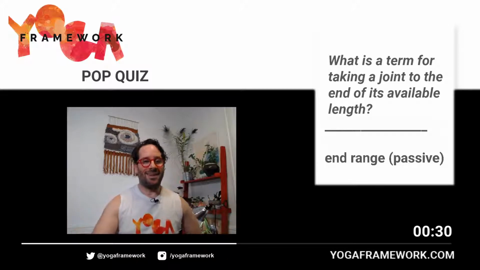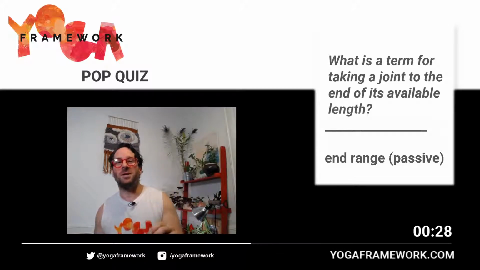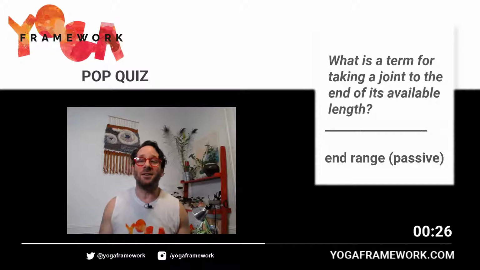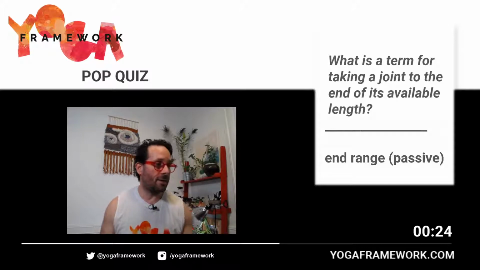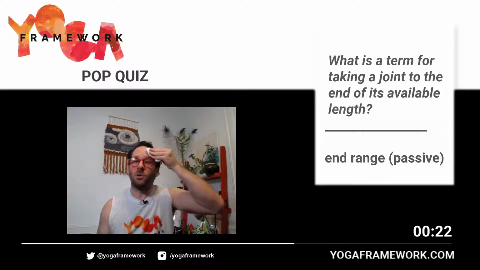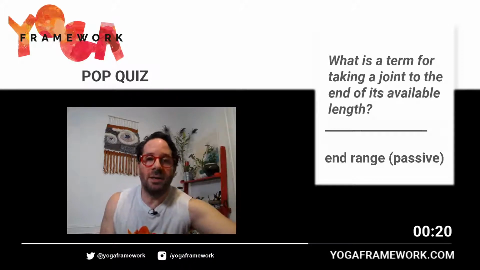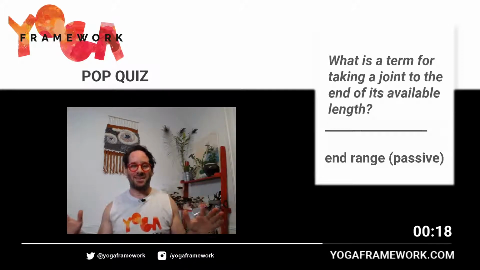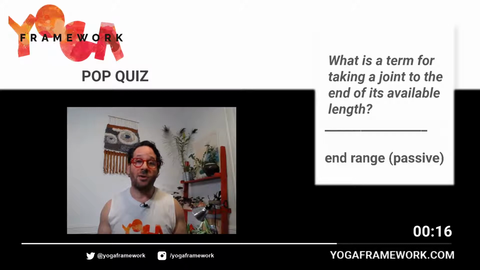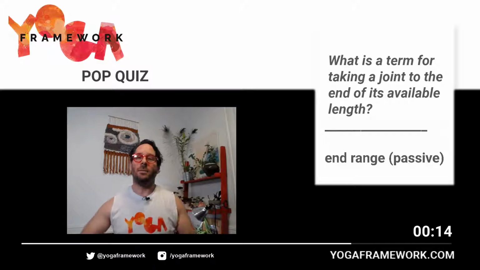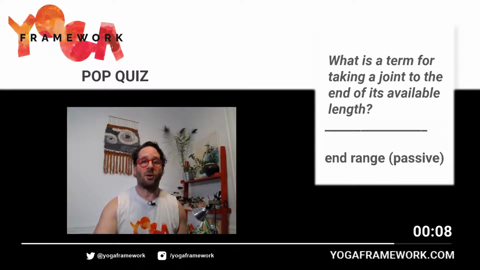But the quiz was, what is a term for taking a joint to the end of its available length? And the answer, obviously it's already up, is end range or passive end range. Again, the question was, what is the term for taking a joint to the end of its available length? The answer is passive end range, or just end range in general. I would have taken that. That's a common term you might hear. End range, find your end range, find your passive end range. That's really what they're talking about, is the passive end range.